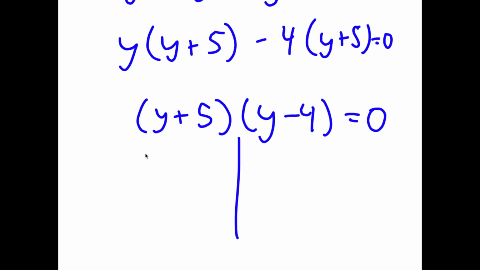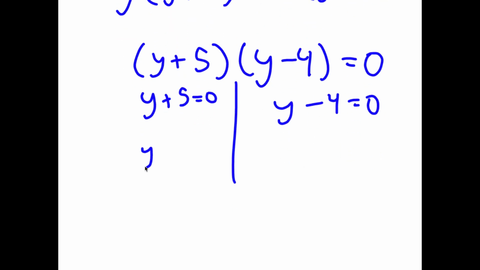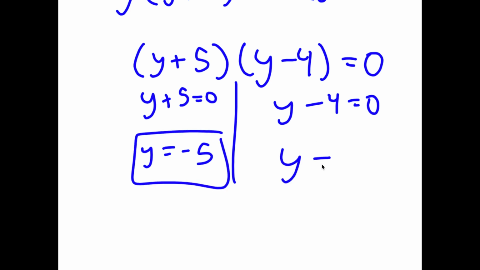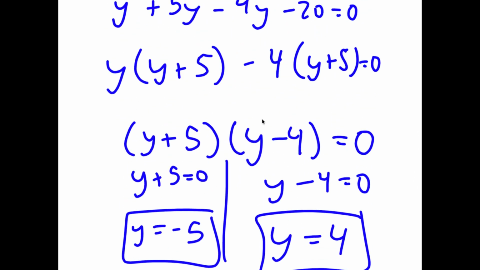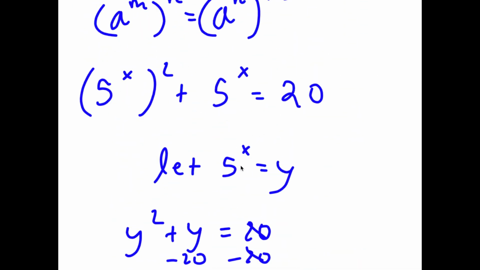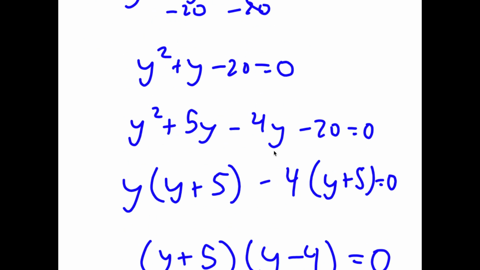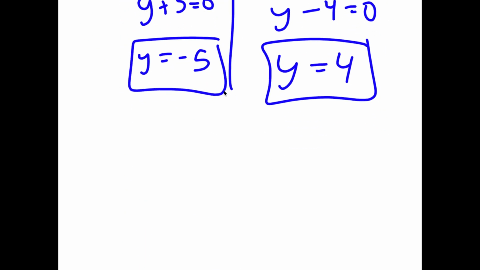So now this gives me two equations. I have y plus 5 equals 0, and I have y minus 4 is equal to 0. So y plus 5 I can turn into y equals negative 5, and y minus 4 I can turn into y equals 4. So now remember how we set 5 to the power of x equal to y. Now that we have our value of y, let's first start off with 5 to the power of x is equal to negative 5.